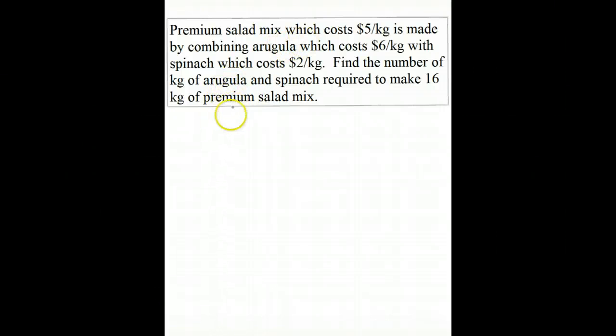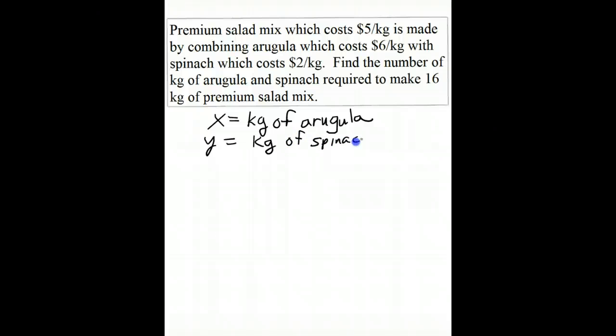First of all, what I taught in class was to make the variables equal to the things we're looking for. So we're going to make x equal to the kilograms of the arugula. I believe that's a type of lettuce. And then we're going to make y equal to the kilograms of spinach.